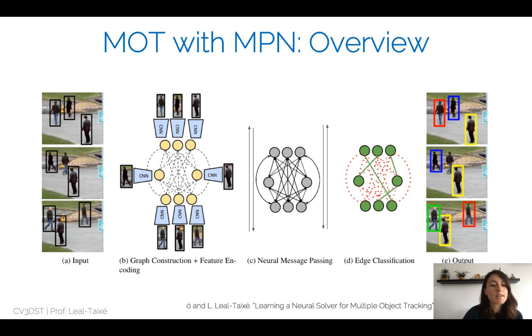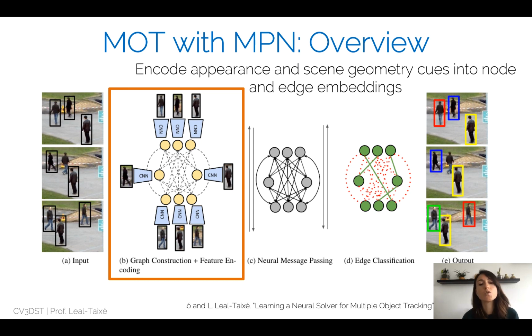And here the idea is that you have your detections, your bounding boxes, as input. And the first thing that you do is you construct a graph and you actually encode appearance and scene geometry cues into the node and edge embeddings. So again, these node and edge embeddings, which are just these vectors, they can come from anything. In our case, they come from a CNN representation that encodes the information of the detection. And we also have some scene geometry cues, like for example, encoded in the edges is how far away are two detections in the image space.